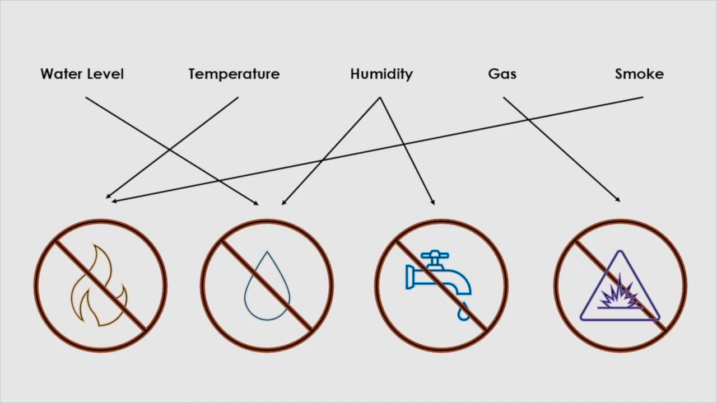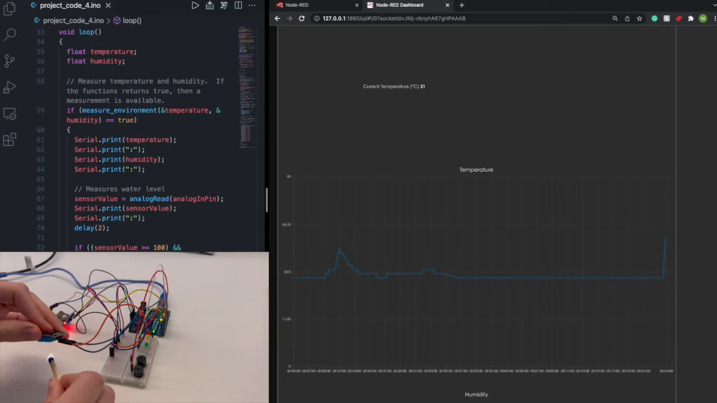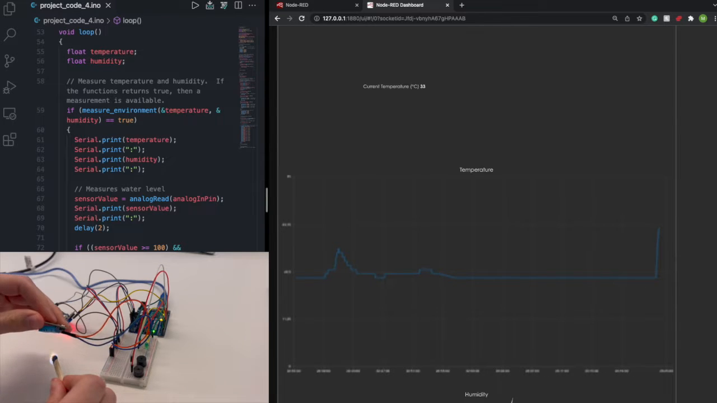Here's how it works. The system is able to detect changes in the temperature and humidity using the DHT11 sensor. As it can be seen in the code, the function measure environment is used to determine the temperature in degrees Celsius and the humidity in percentage, as seen in the security user interface.